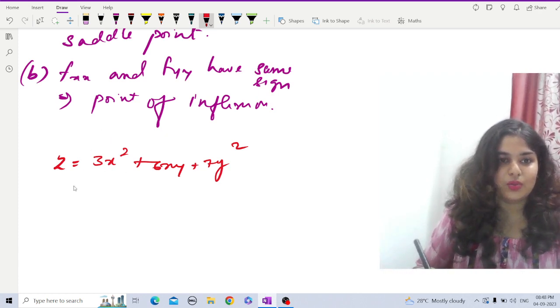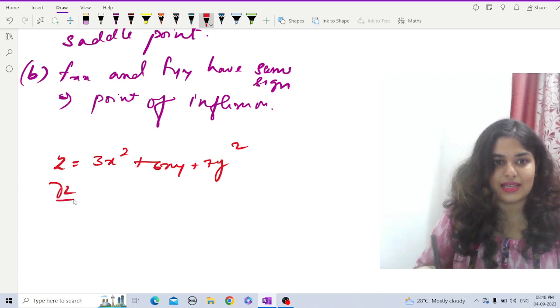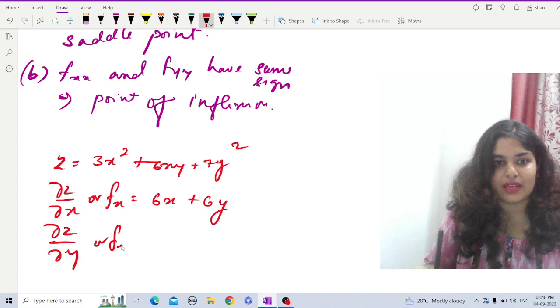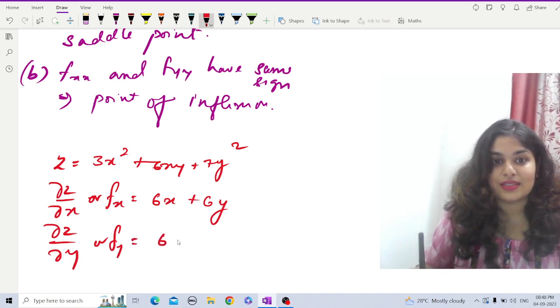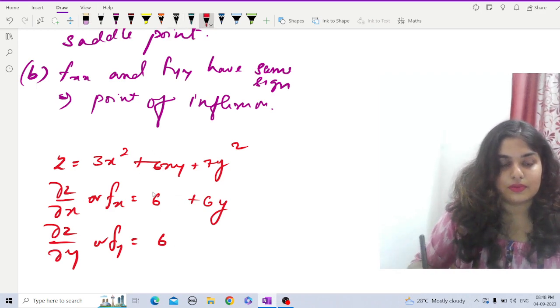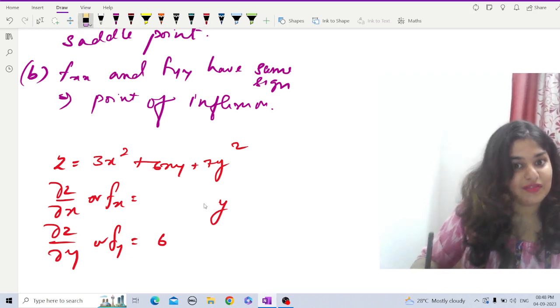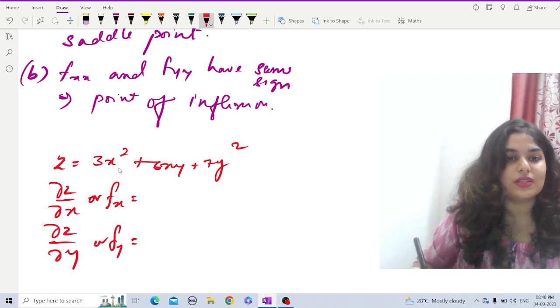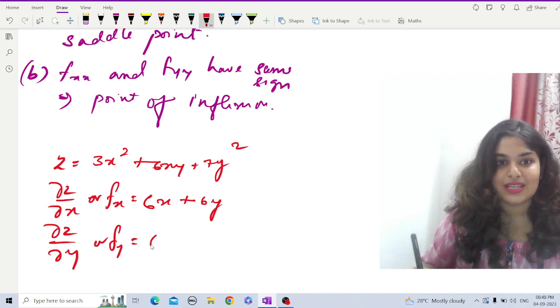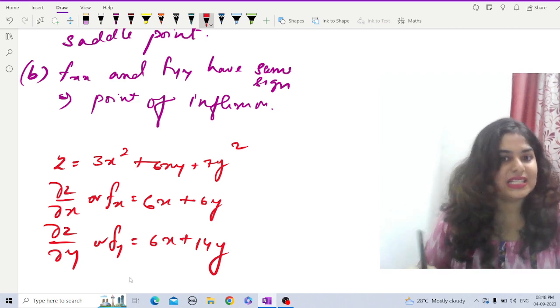Okay, so to start with, first I'm going to find the first derivative, so that is delta z by delta x or fx is equal to 6x plus 6y. Then delta z by delta y or fy is equal to... I'm sorry, I have made a mistake. Let us correct it. This is with respect to x, so this is 6x plus 6y. And this one, this is 0, so this is 6x plus 14y. Okay? These are the first order derivatives.